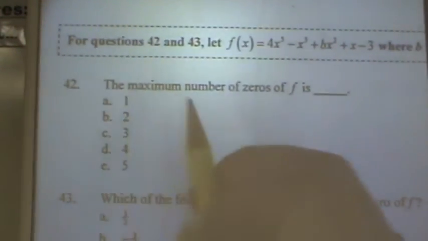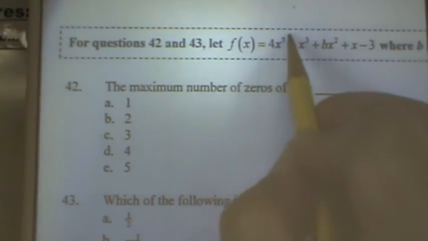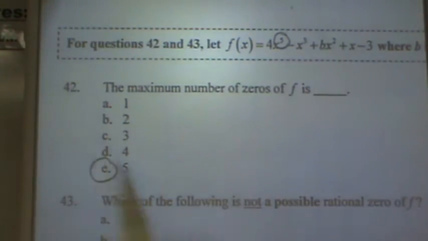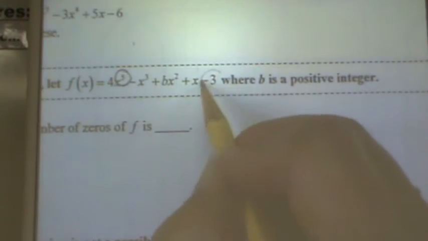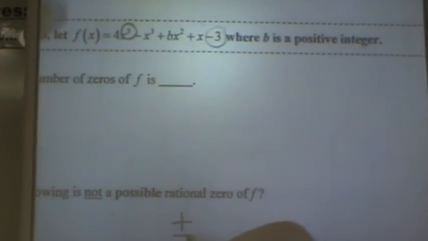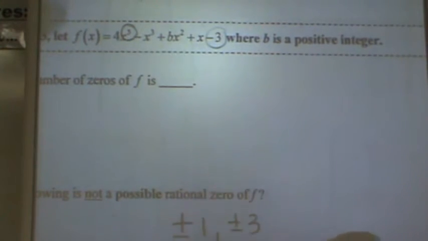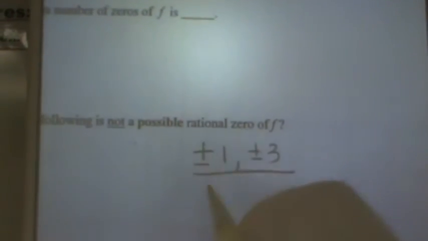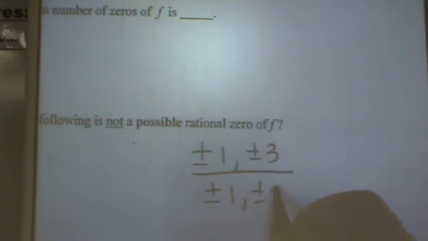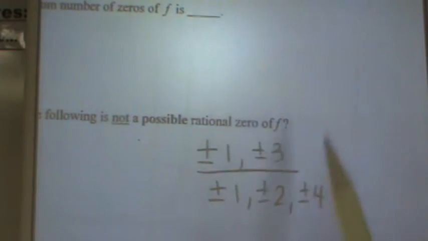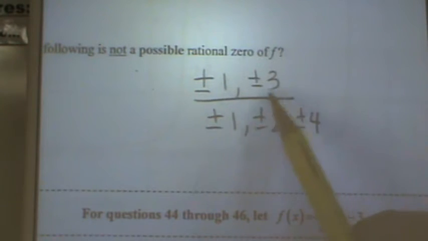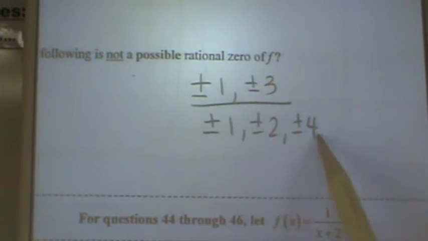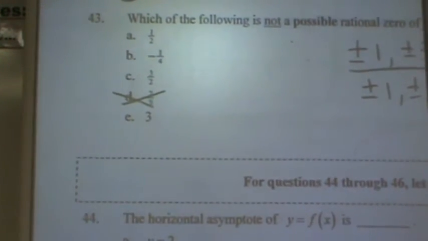For number 42, the maximum number of possible zeros would be 5. For 43, which one's not a possible zero? You're going to do factors of P, so plus or minus 3 over factors of 4. So plus or minus 1, plus or minus 2, plus or minus 4. So the possibles are 1, negative 1, 3, negative 3, 1/2, negative 1/2, 1/4, but not 2/3. 2/3 would not be a possible zero.